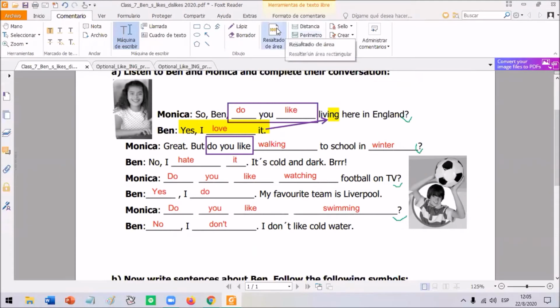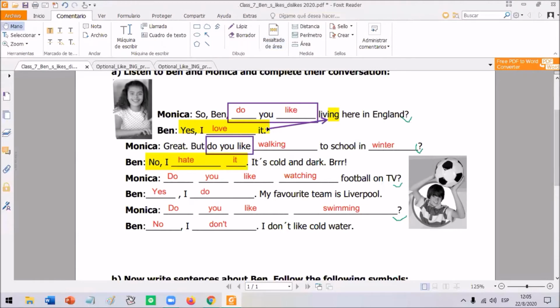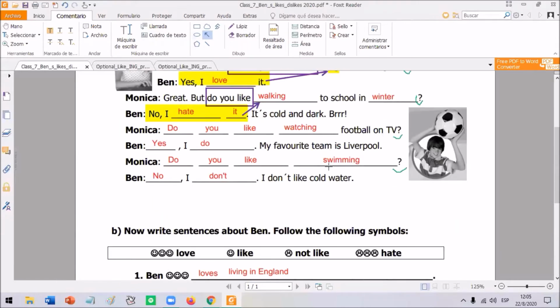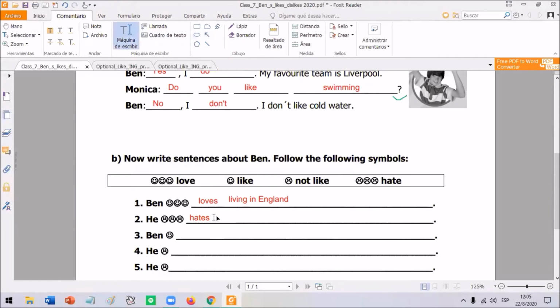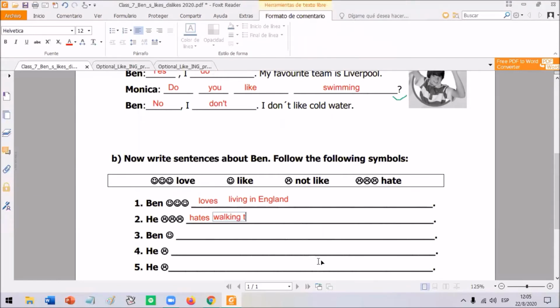Okay, try to find the word hate in the conversation. Have you found it? I have. All right, yes, here. When Ben says, no, I hate it. De vuelta, fíjense que igual que en la primera, tenemos la palabra it refiriéndose a la acción por la que preguntó antes. Entonces, do you like walking to school in winter? No, I hate it. So I hate walking to school in winter, right? Let's write that. Ben hates walking to school in winter.